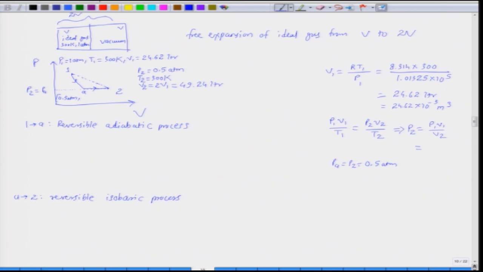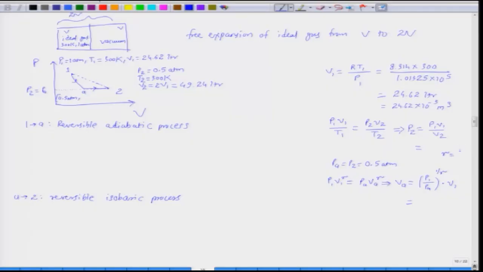and 1A is a reversible adiabatic path, the equation for which we know, so P1 V1 to the power gamma is equal to PA VA to the power gamma, and so we have VA is equal to P1 by PA to the power 1 over gamma times V1. So if we substitute, here gamma is the ratio of Cp versus Cv, heat capacity at constant pressure versus heat capacity at constant volume. So if we assume monoatomic ideal gas, then gamma comes out to be 5 by 3 because Cp is 2.5 R, Cv is 1.5 R, so Cp by Cv is 5 by 3.